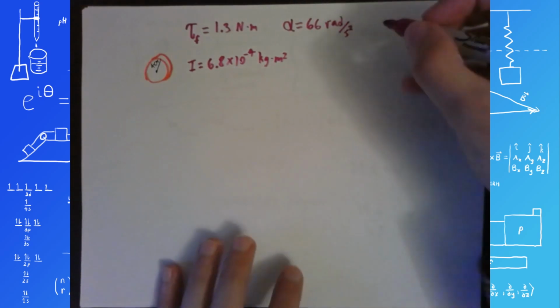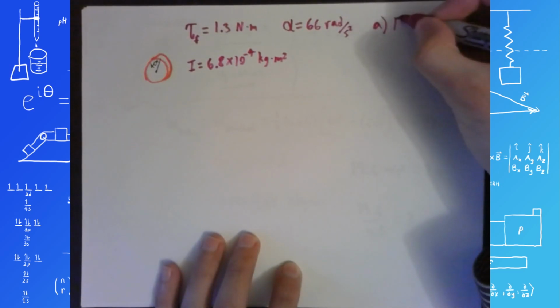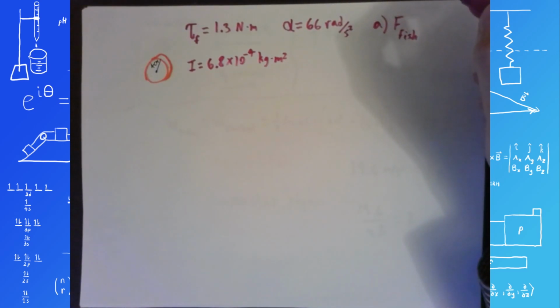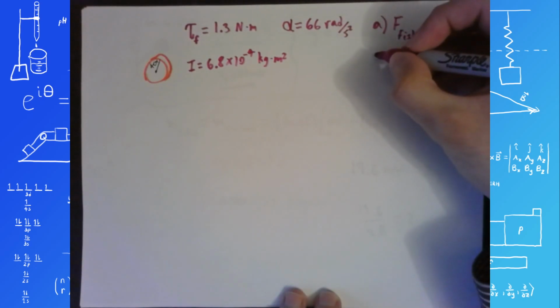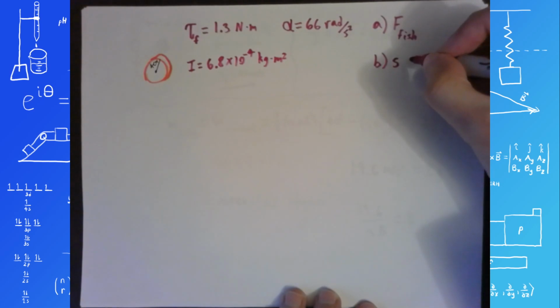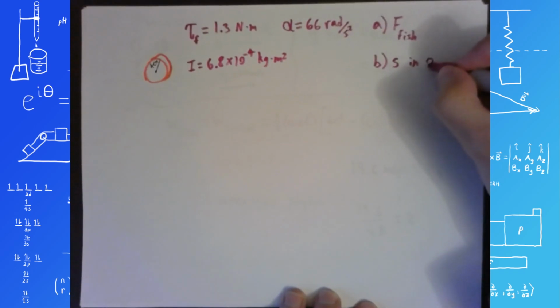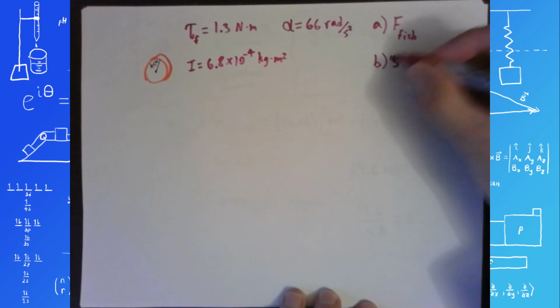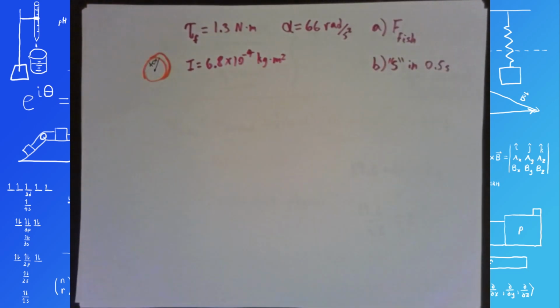All right, so the questions were, Part A, what force is exerted by the fish on the line? And Part B, how much line unwinds in 0.5 seconds? So I guess the length of the line in 0.5 seconds. I'm just going to use S as the variable for the length of line that unwinds.